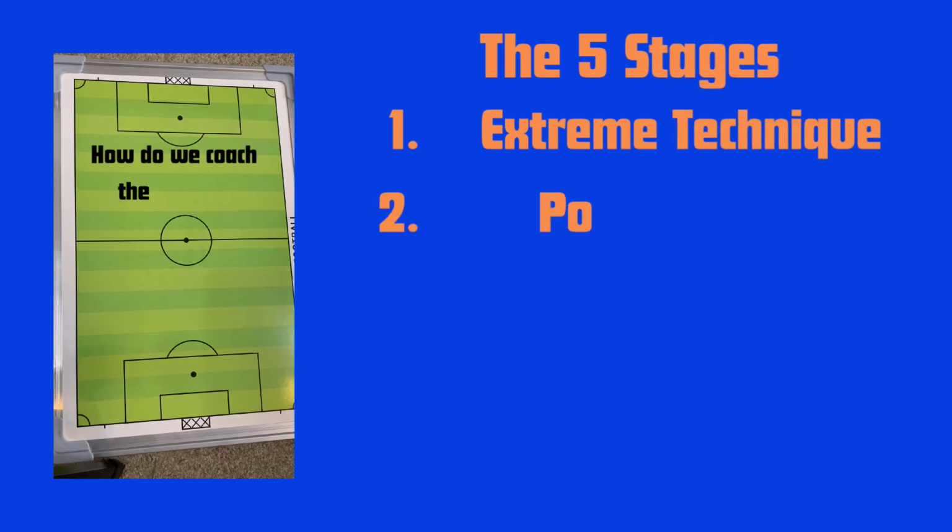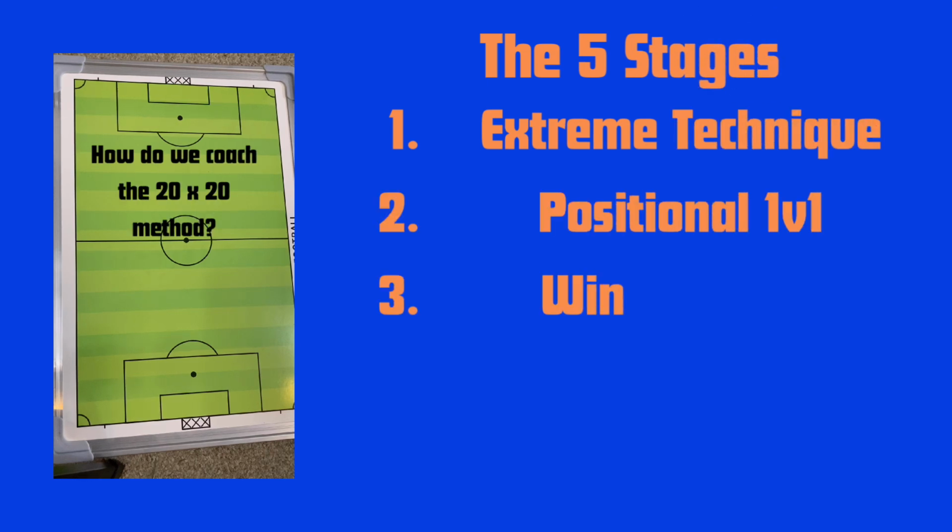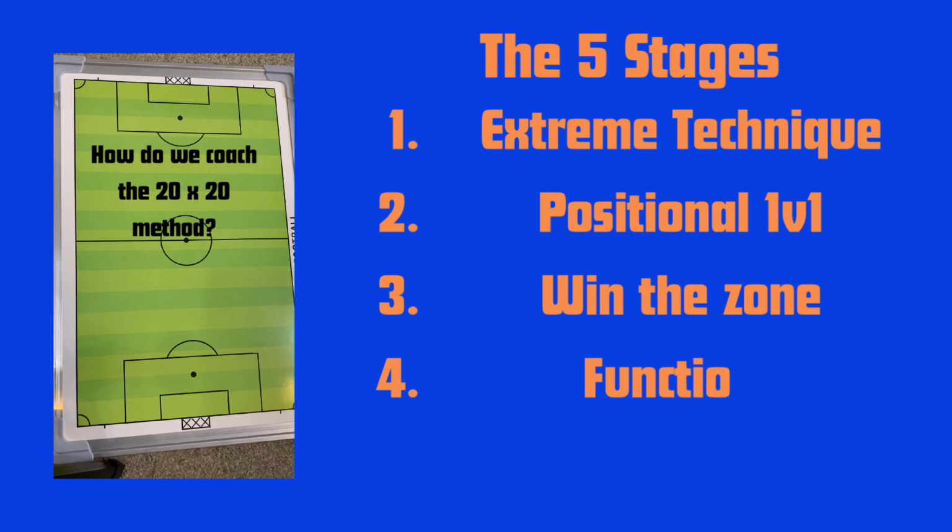So what is the 20 by 20 method? It's a 5-stage process that increases in complexity and takes the zone that we've talked about, teaches the players some principles to try and win the zone, and then starts to add zones together to build up to the team. So the 5 stages are 1, extreme technique, where we're looking to build the players' movement skills and their abilities with the ball so that they can play with their head up.